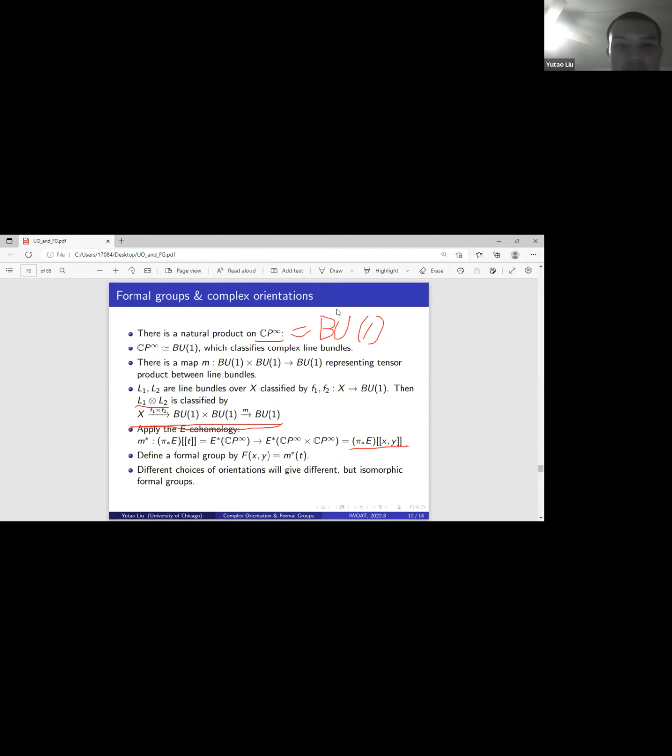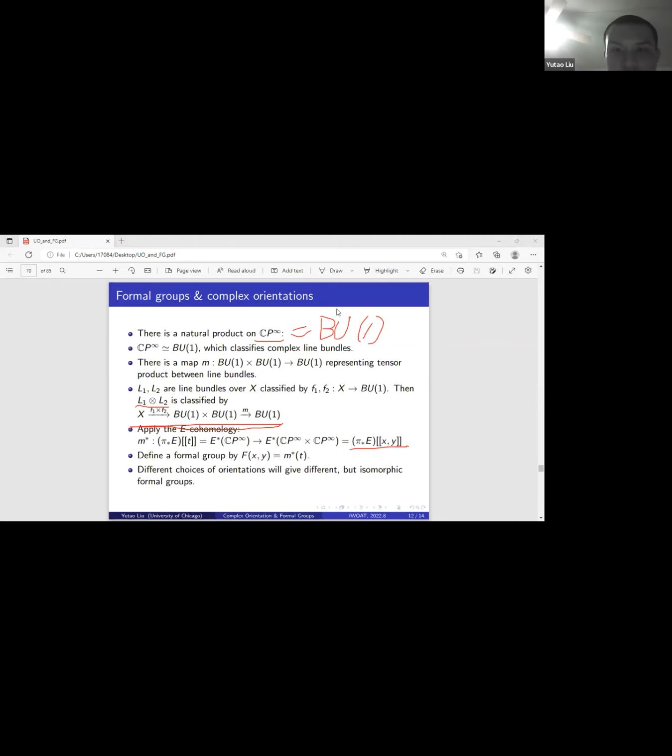Moreover, here T(x,y) comes from a special choice of the complex orientation. If you make another choice as the complex orientation, you may have some other formal group, but it will always be isomorphic to the original.